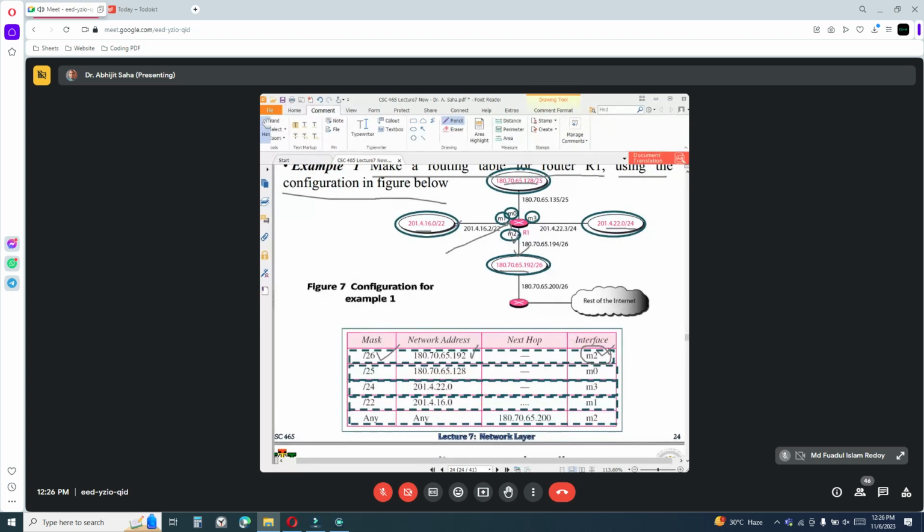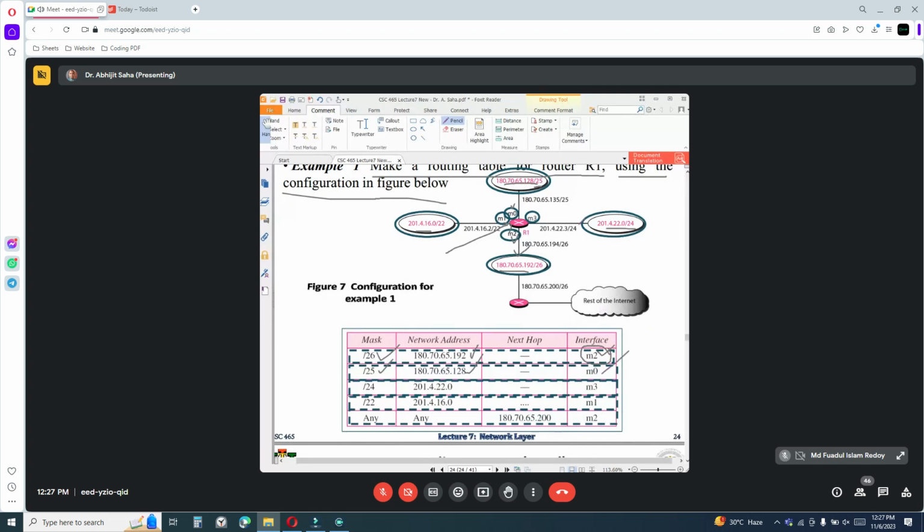Now the next, you are seeing slash 22, slash 25, slash 24. So the highest is 25. So you are adding the 25 here. What is the network address? 180.70.65.128. This is also directly reachable from the router. And what is the interface? That is M0. So you have written that the interface is M0.